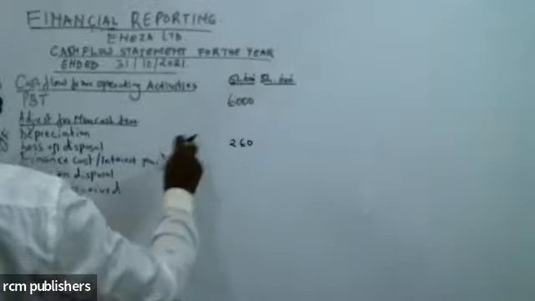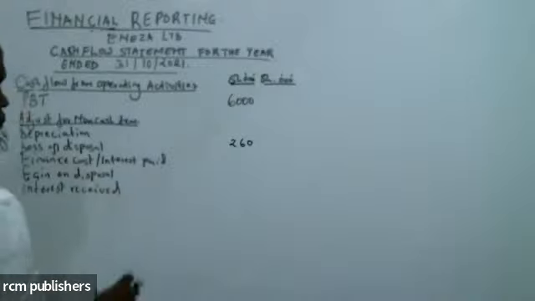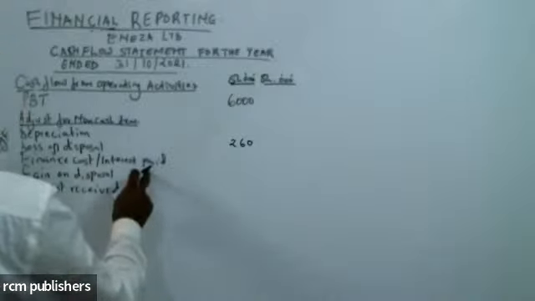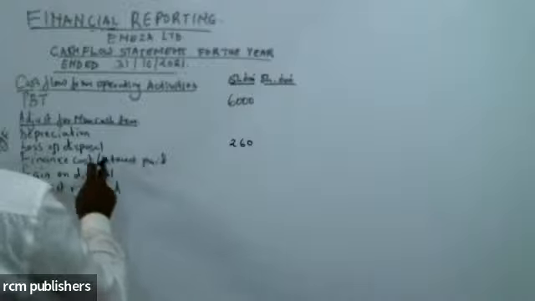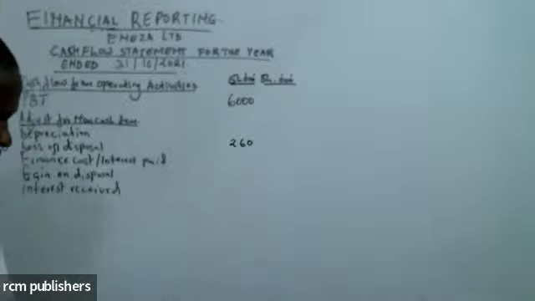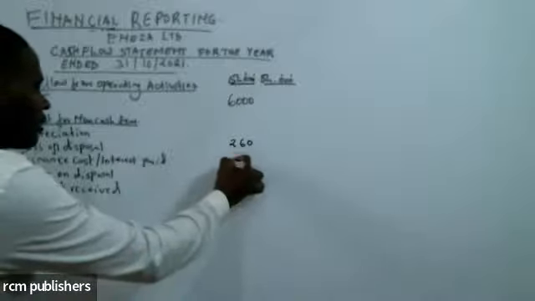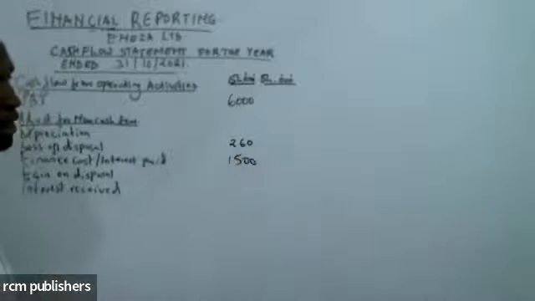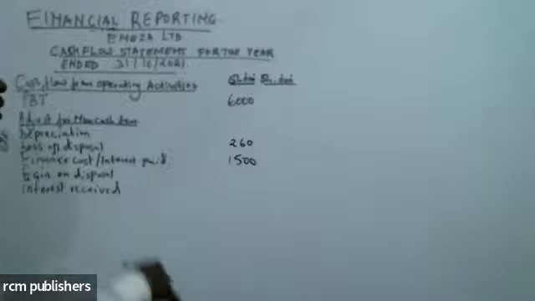So that means the interest paid reduced our profit. To take our profit back to normality, we have to add back the interest paid. What is the value of the interest paid? It is 1,500. So we have to add back 1,500.